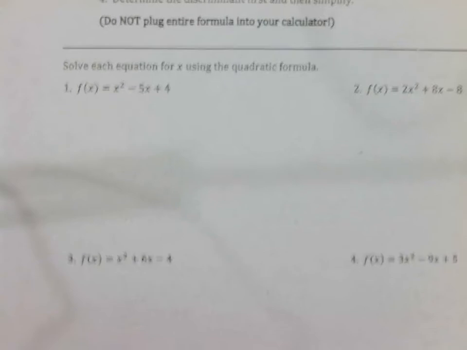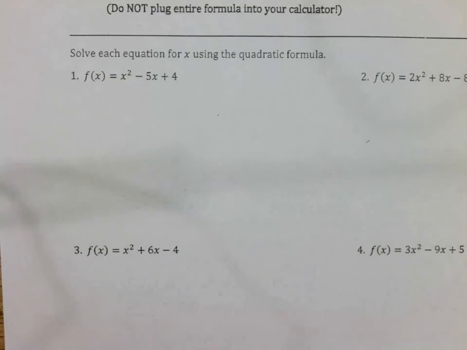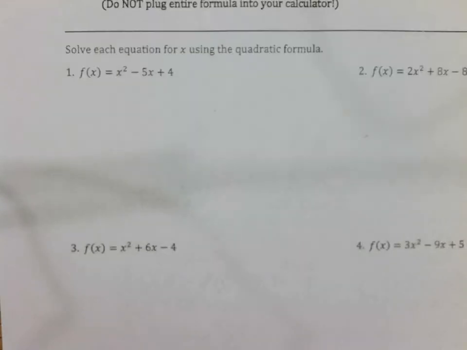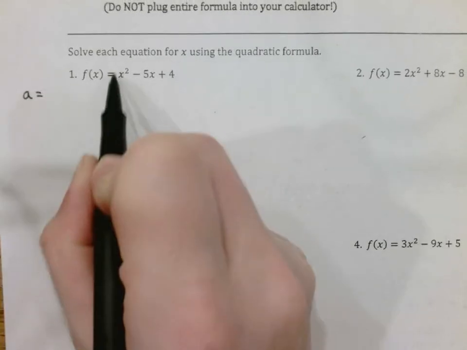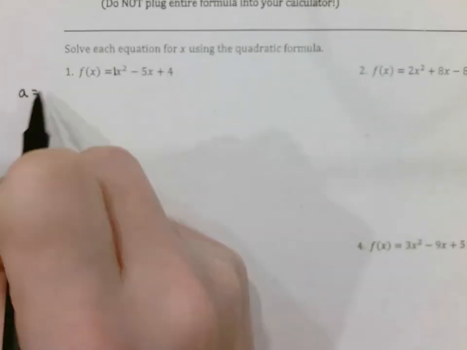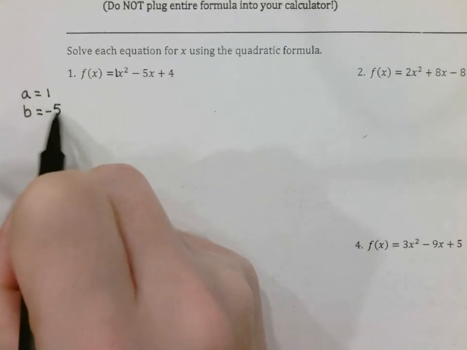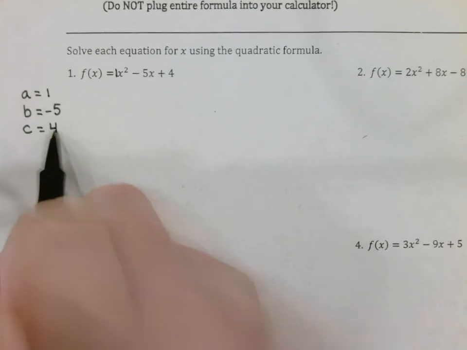Okay, so for number 1, we're going to start the same way that we were on the front. We're going to find A, B, and C, because essentially what we're doing is finding A, B, and C and plugging it into our formula. So in this case, A is 1. You know there's a 1 there. B is -5. And C is 4.